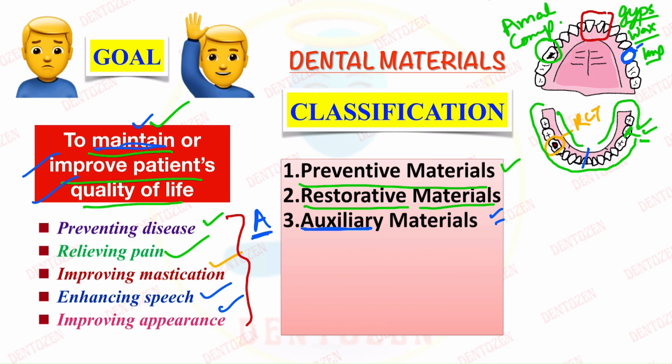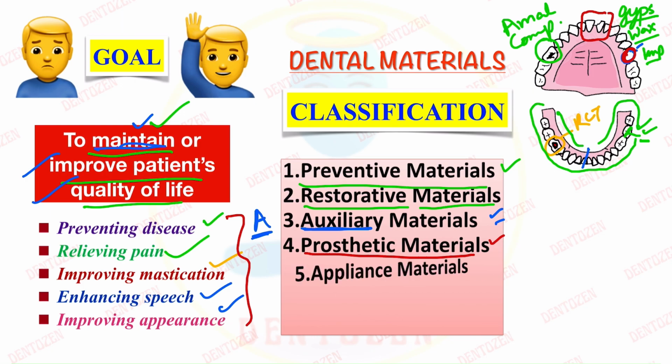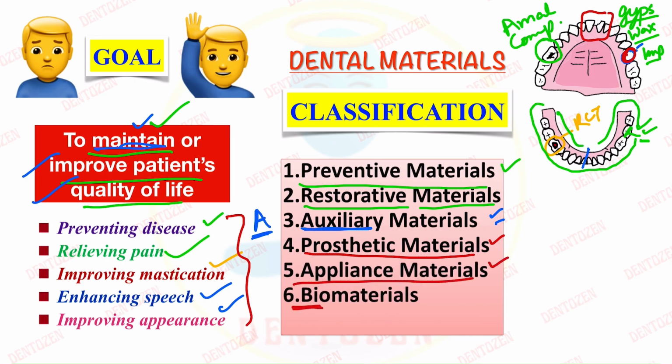Then prosthetic materials. Prosthetic materials are those which finally replace the missing structures or missing tooth. Then appliance materials, which form some appliances for the mouth. Then biomaterials. Biomaterials can be bone grafts or tissue grafts. For example, we have some defect in the bone or the tissue of the jaws. For example, there was some tumor or some mass, we removed it and a space is created. We want to fill that space in the tissue or the bone. So the grafts, living bone or living tissue that can be placed in that defect are the biomaterials.